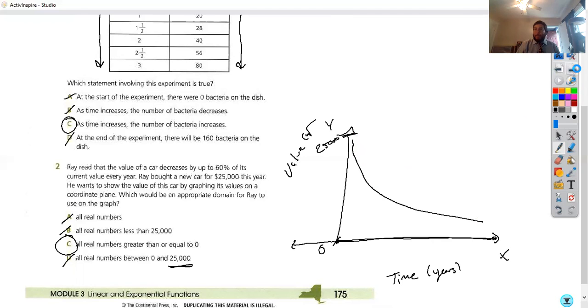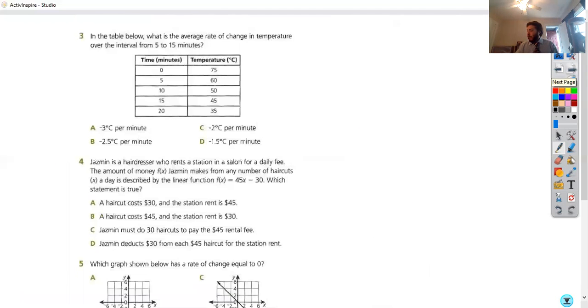All right, moving along to number 3. Number 3 says, in the table below, what is the average rate of change in temperature over the interval from 5 to 15 minutes? So remember, for average rate of change, we're just going to take these 2 data pieces on our table and find the average rate of change. Our time is like our X values, and our temperature is like our Y values. So here we have our X1, Y1, and then X2, Y2.